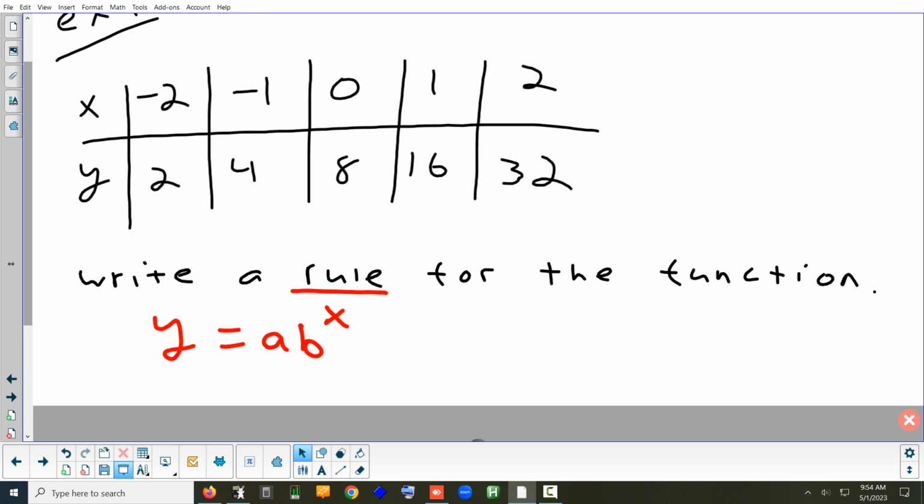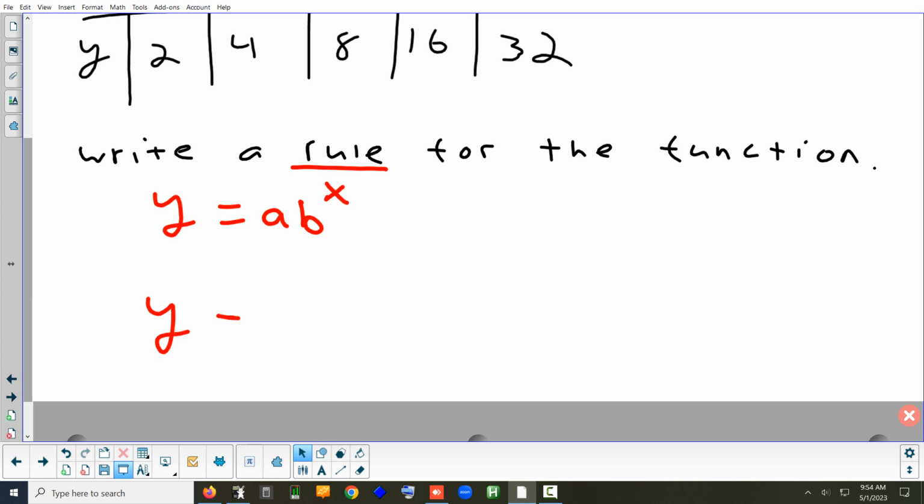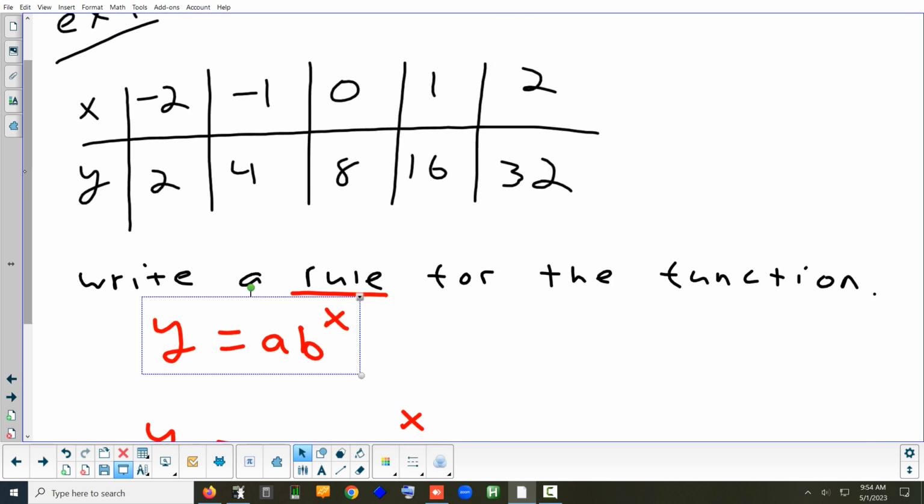And what are the two letters that we have to find there? We have to figure out the a and the b. And what are the two letters that we don't do anything to? We just leave them the same. It's the y and the x. So I can already tell you the final answer is going to look something like that. We need to find what number is going to go here and what number is going to go there. Okay. Let's start with a.